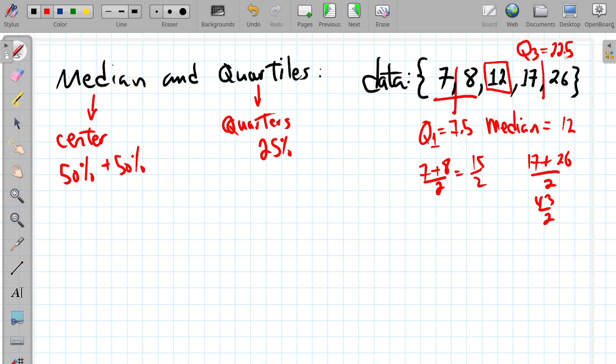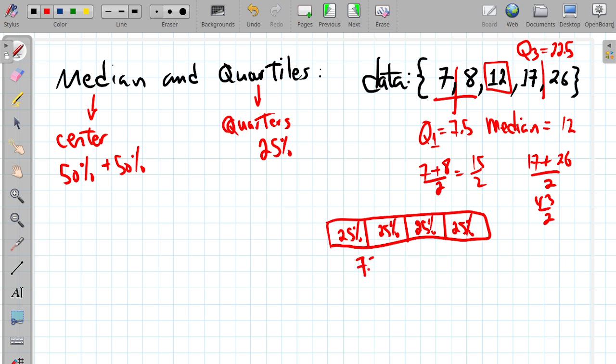But when you're quartering data, what do we have? Well, let's break this up like so. Maybe using a box isn't the best way of saying things, because it'll confuse with the box plot, but that's fine. The point is we have 25%, 25%, 25%, and 25%. Where does this happen? This happens at 7.5. This one is at 12, and this is at 22.5. That's how we break this up.